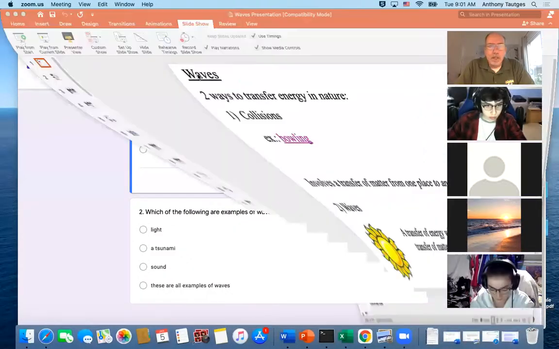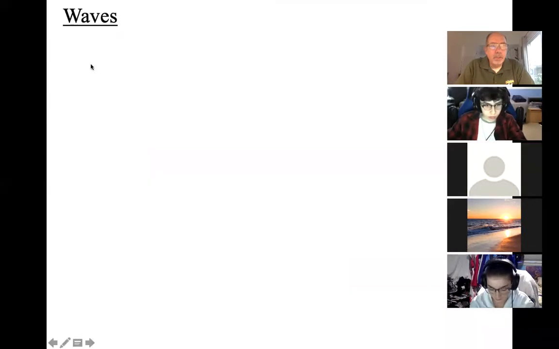Okay, I'm going to go ahead and share the screen once again. And we're going to talk about waves. Today is going to be very vocabulary heavy. I have to introduce a lot of vocabulary today. All right, we have to get some academic vocabulary down, so that we can talk about other stuff successfully. So it's kind of a vocab heavy day.